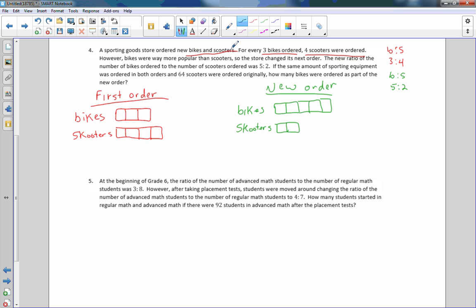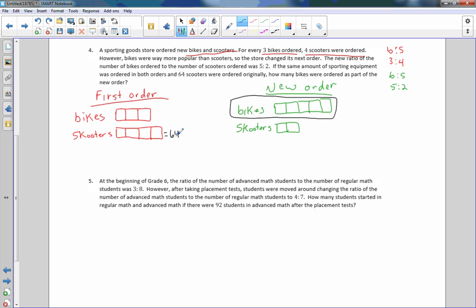Now I'm going to answer the question. If the same amount of sporting equipment was ordered in both orders, and 64 scooters were ordered originally, so that's the original here, this equals 64. Same number of bikes and scooters were ordered total, okay? How many bikes were ordered as part of the new order? So the answer to this question is how many bikes in the new order? So we were told the scooters in the first. We want to know bikes in the new.